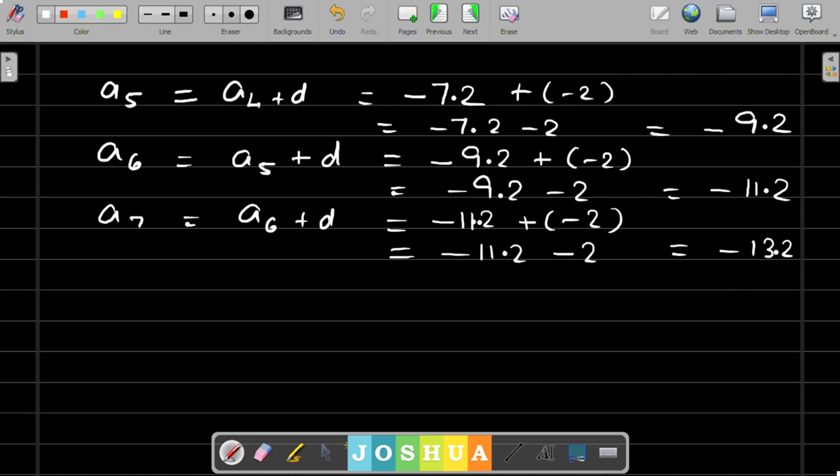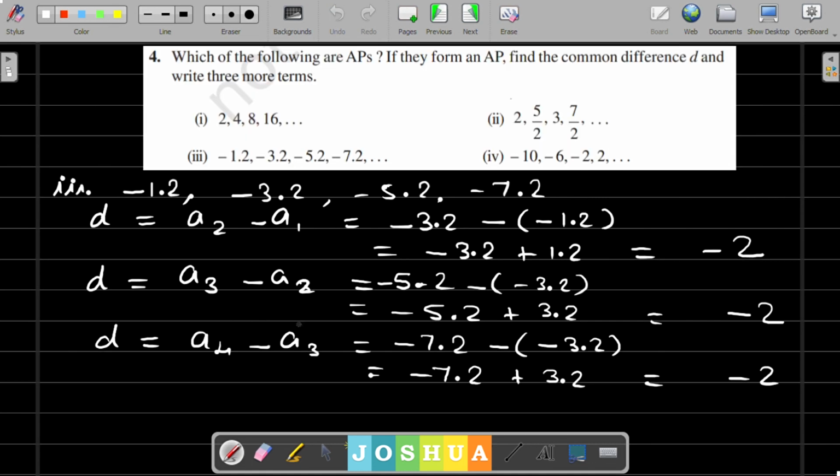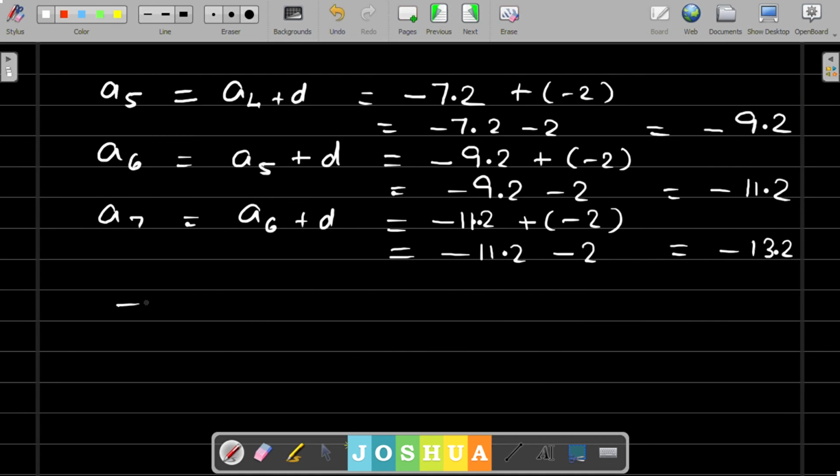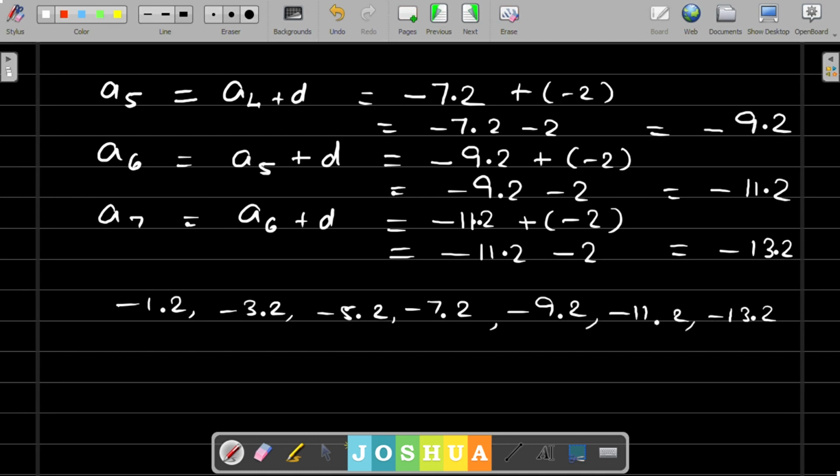So now we form three more terms in the given series, since it forms an AP. First write the first four terms. It starts from minus 1.2, minus 3.2, minus 5.2, minus 7.2. These four numbers are given already. Now we found three more terms, that is minus 9.2, minus 11.2 and minus 13.2.